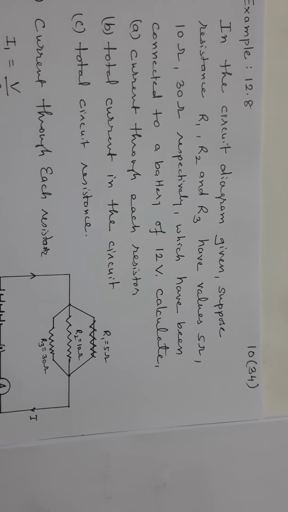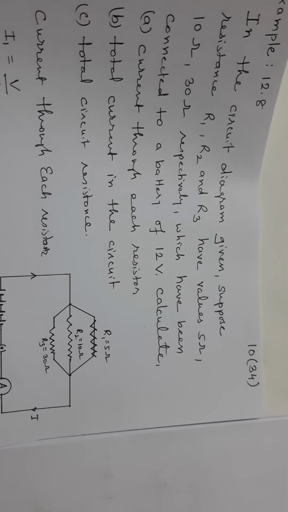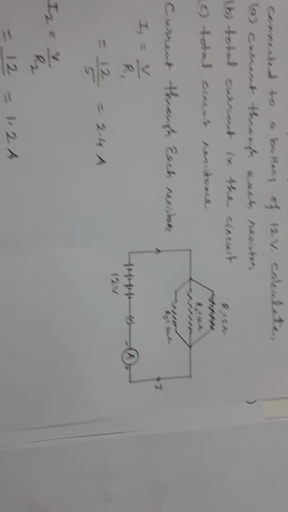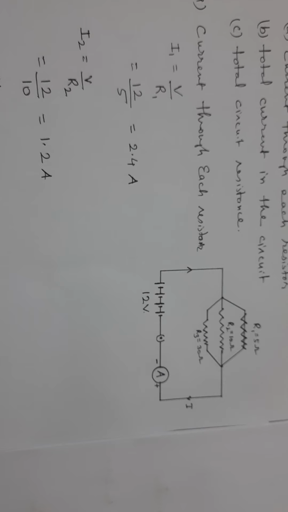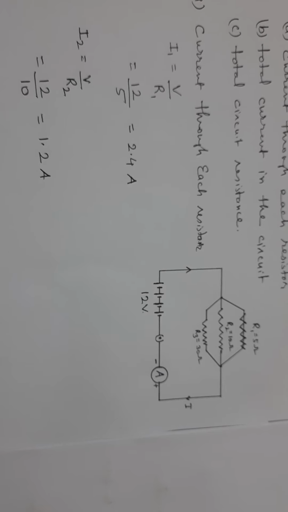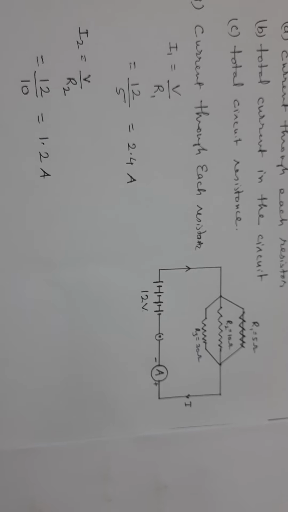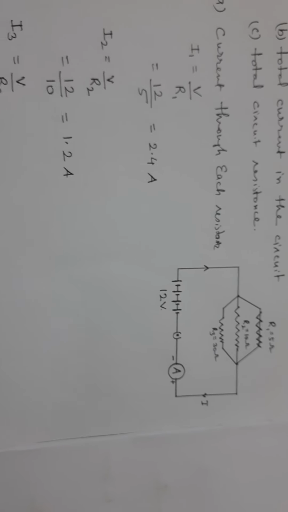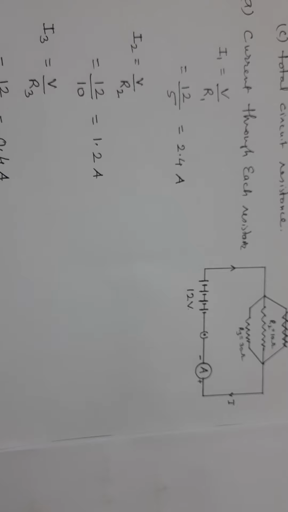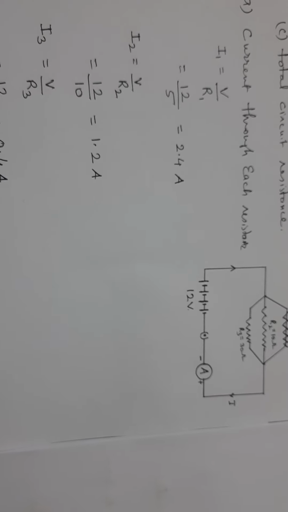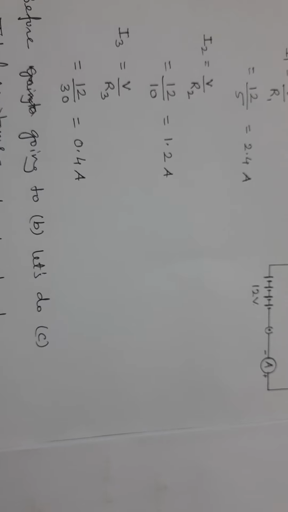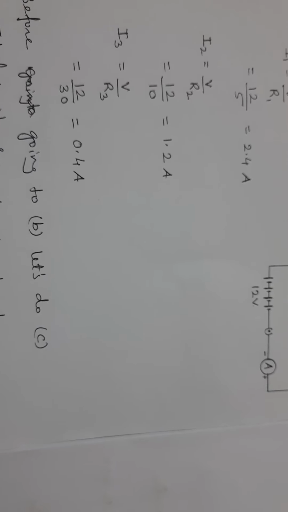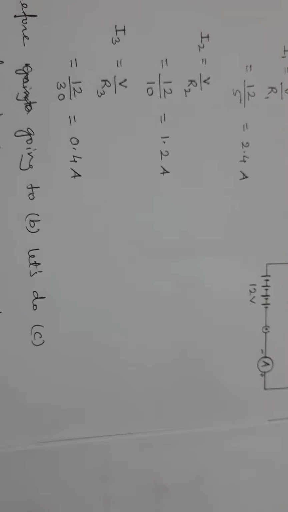So I1 is equal to V upon R1. So that is 12 upon that particular value of the resistor R1. So 12 upon 5, it comes to 2.4 ampere. Then I2 will be V upon R2, that is 12 upon 10, it comes to 1.2 ampere. And I3, that is V upon R3, that is 12 upon 30, and that comes to be 0.4 ampere.